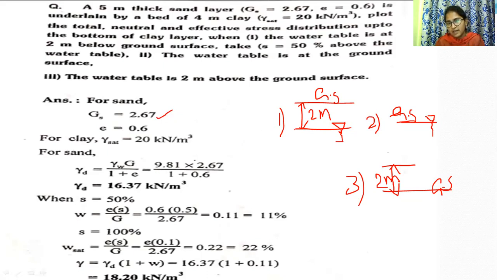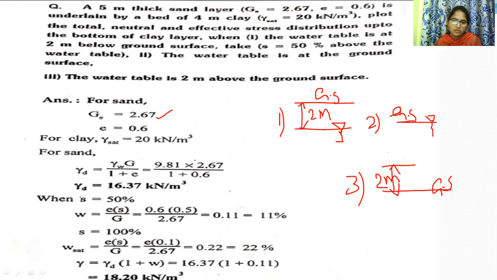Gamma D value is not given. So how do you calculate the gamma D value? Gamma D is equal to G gamma W by 1 plus e. That is taken from unit 1 basic definitions.